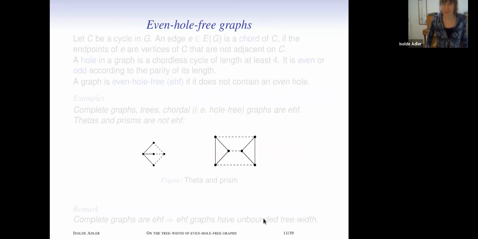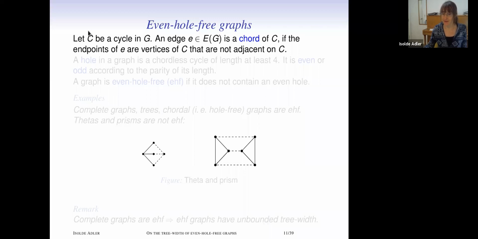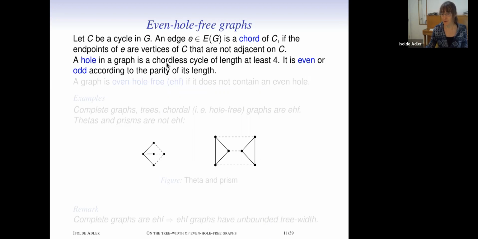Okay, so even hole free graphs, that's the other part in the title. Let's introduce those. So let C be a cycle in a graph, and we say that an edge of the graph is a chord in C if the endpoints of that edge are vertices of C that are not adjacent on C. That's sort of a crossing edge. And a hole in a graph is a chordless cycle of length at least 4. And a hole can be even or odd according to the parity of its length. And we say that a graph is even hole free if it does not contain an even hole.